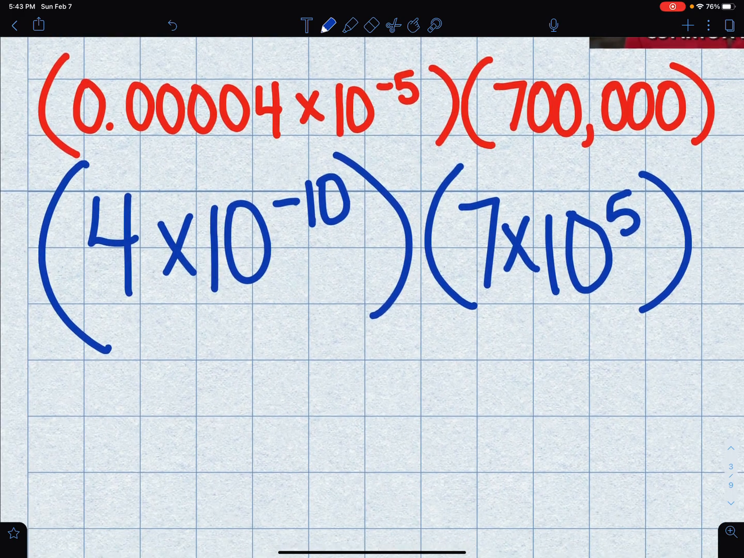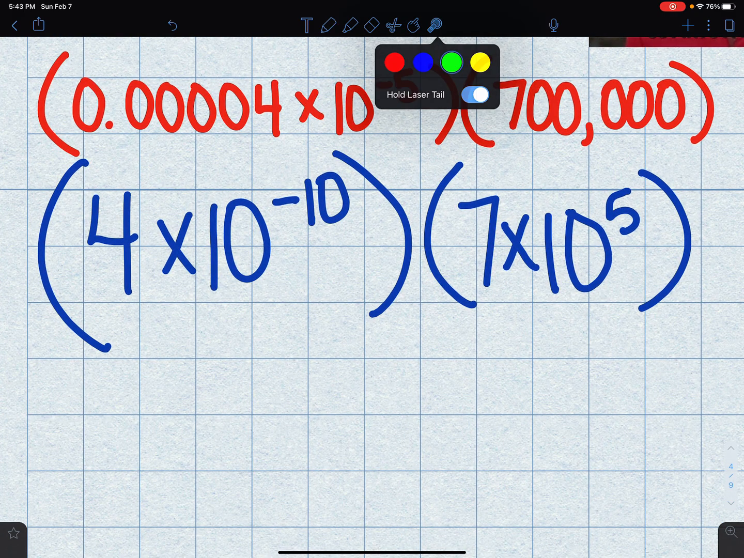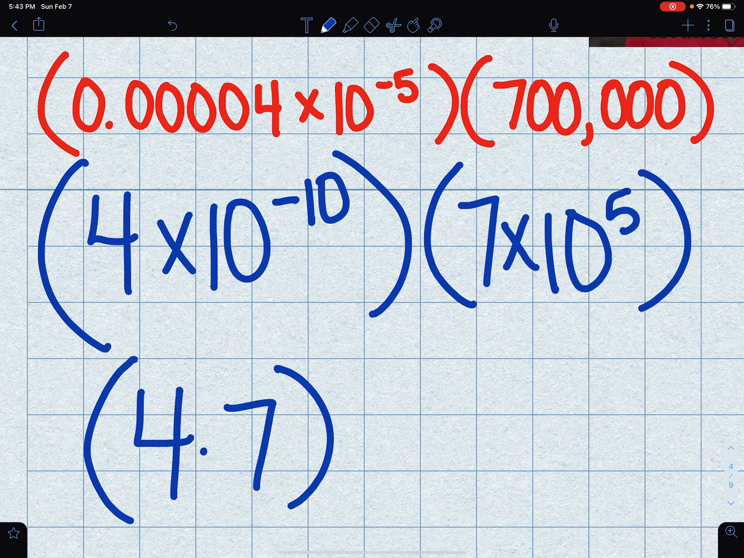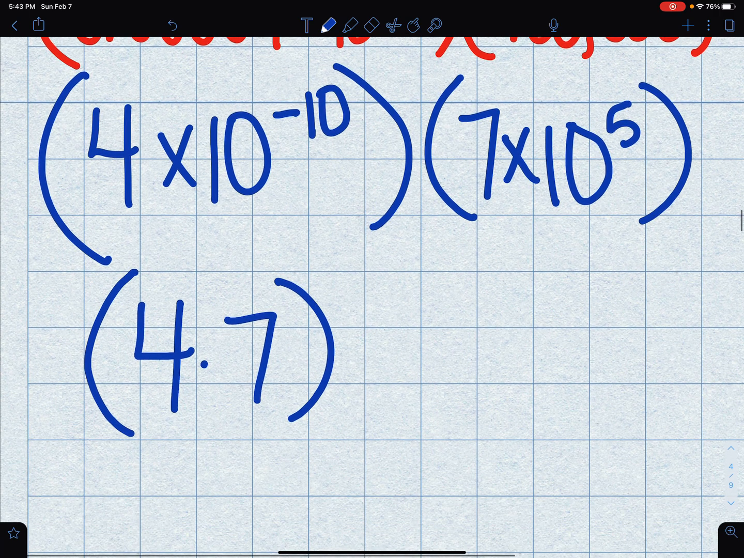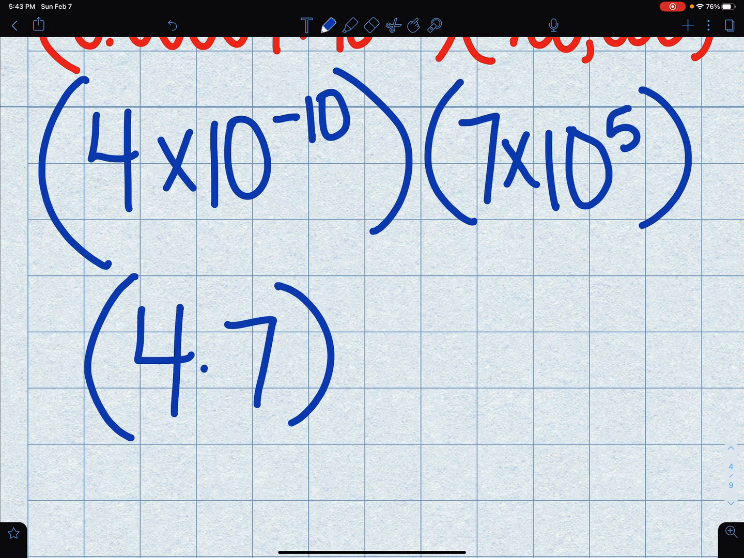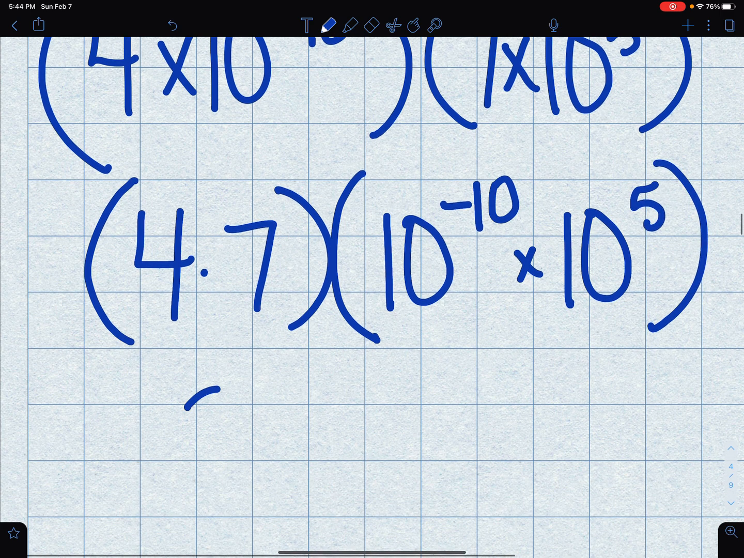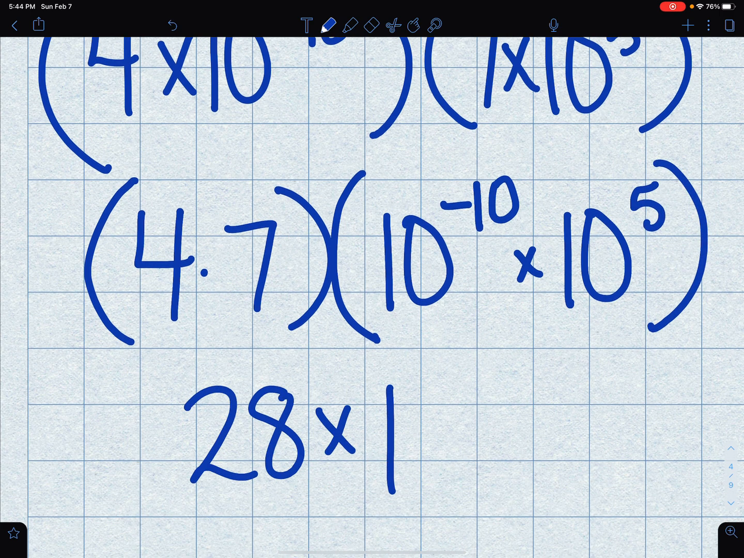So now I can pull out this 4, pull out this 7. I've got 4 times 7 in one set of parentheses. That's going to be easy. That's just 28. And then I've got 10 to the minus 10 times 10 to the 5th. So I'm going to have 28 times 10 to the, let's add these exponents. Negative 10 plus 5 is going to be negative 5.